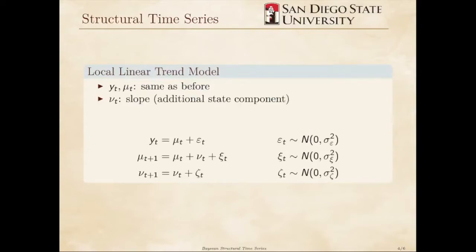We now move on to the local linear trend model, which, as you can see, is very similar to the local level model, but now we add nu t, which is an additional state component to represent the slope. And with each new state component comes a new possible source of error that also needs to be modeled.